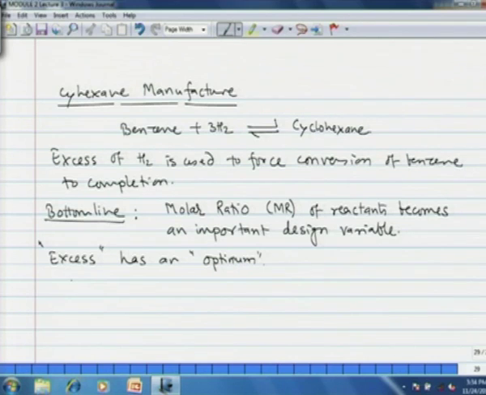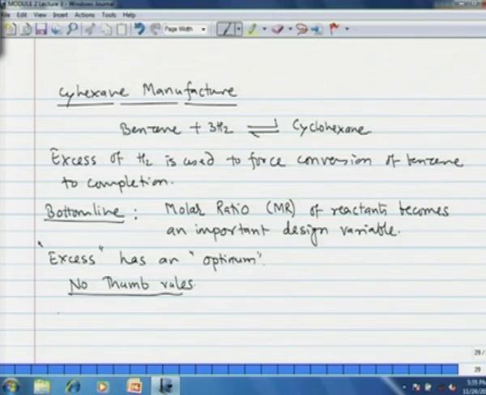Unfortunately, there are no thumb rules for this. We have to determine the optimum excess for a particular process through iterations, okay, and that governs the recycle structure of the flow sheet. Heat effects of the process are also related to the equilibrium conversion. Okay. However, we shall deal with this topic in greater detail in the next lecture.